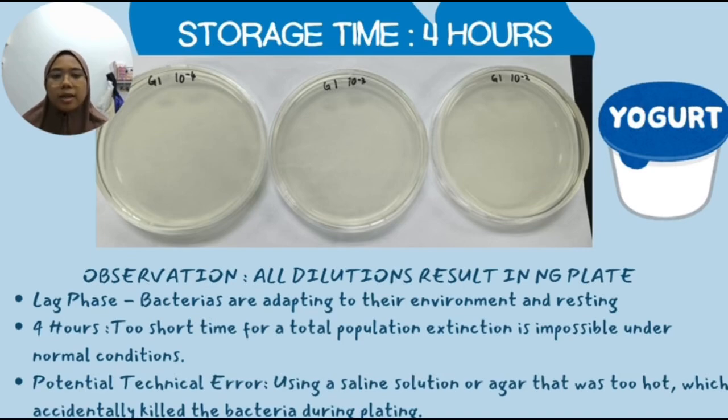The next one is that 4 hours is too short. 4 hours is a very short time in microbiology. Natural bacterial die-off usually takes days or weeks, making a total population extinction in 4 hours actually impossible under normal conditions. The last one, there might be some potential technical error that happened.